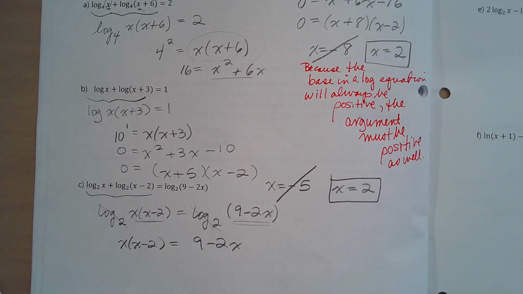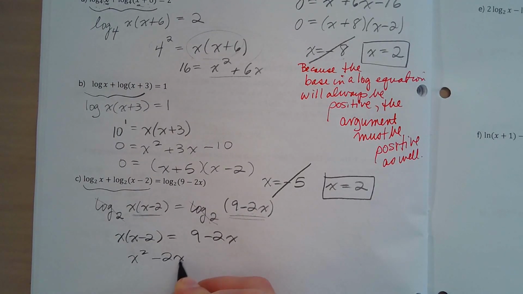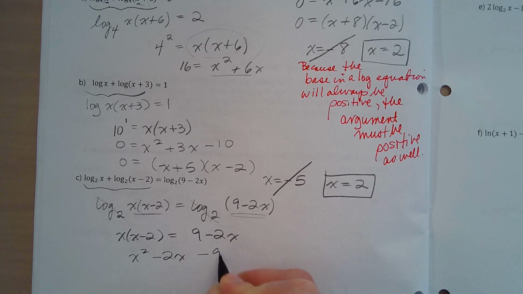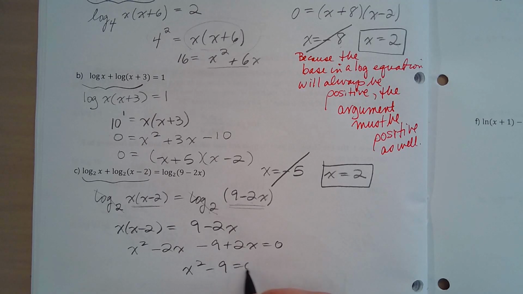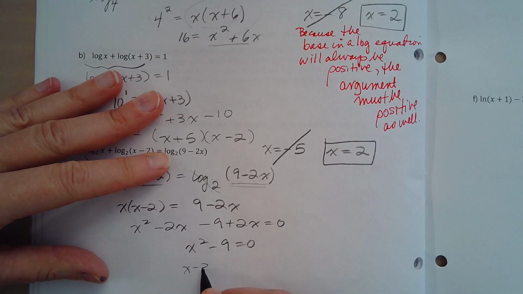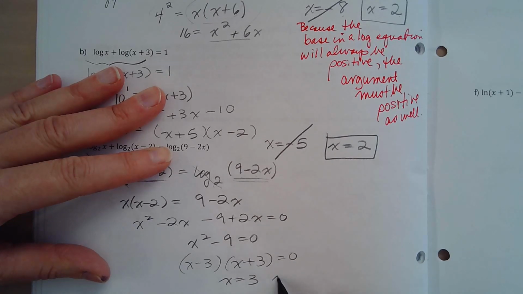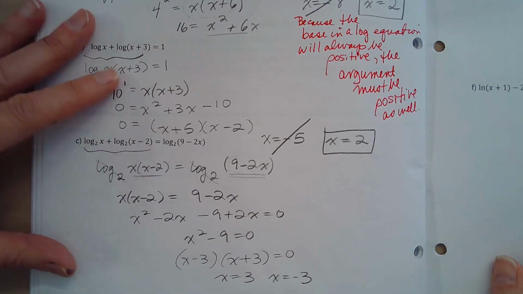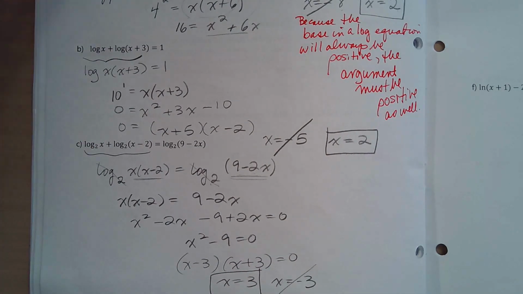Okay, what'd you get for answers? 3. Did you have an extraneous solution? Negative 3, right? So I multiply this through, I bring these over. My 2x's end up canceling, so I'm left with x squared minus 9. I could move the 9 over and get x equals plus or minus 3, or I could factor it as a difference of squares. So I get my 3 and my negative 3. Negative 3 won't work. It'll make my argument negative. So the only answer will be 3.